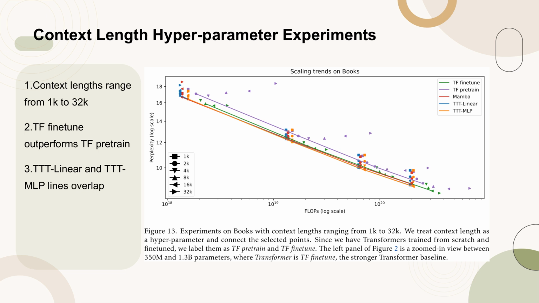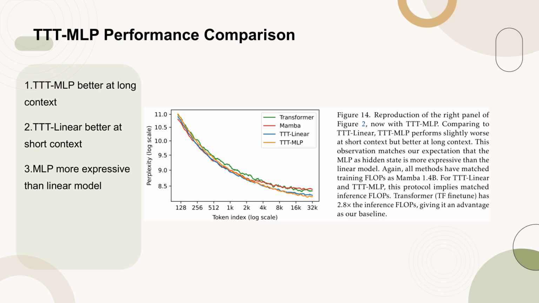The left panel of Figure 2 provides a zoomed-in view of Figure 13, focusing on parameters between 350M and 1.3B, excluding TF pre-train for clarity. Figure 14 compares the performance of TTT MLP and TTT linear across different context lengths. It shows that TTT MLP performs slightly worse at short contexts, but significantly better at long contexts.